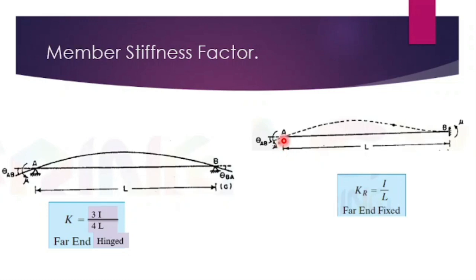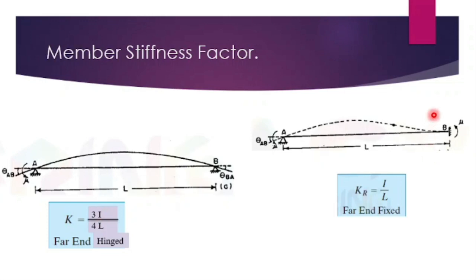If you are taking the joint A and the opposite end is fixed, you have to use the formula I by L. If the opposite end is fixed, you will be having a higher stiffness. So you can observe here that the I by L value will be greater and the 3 by 4 I by L value will be lesser. Why are you finding a lesser stiffness?